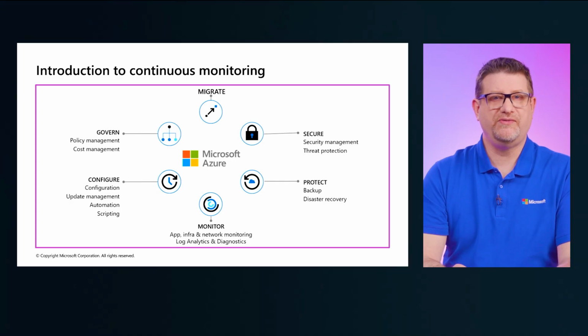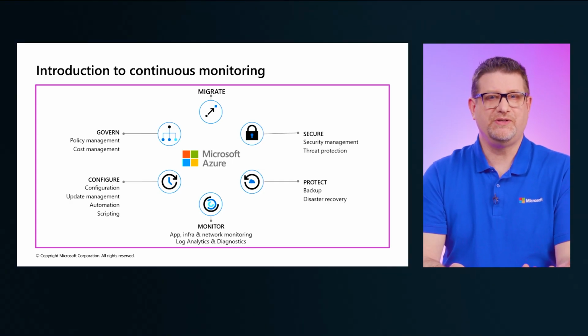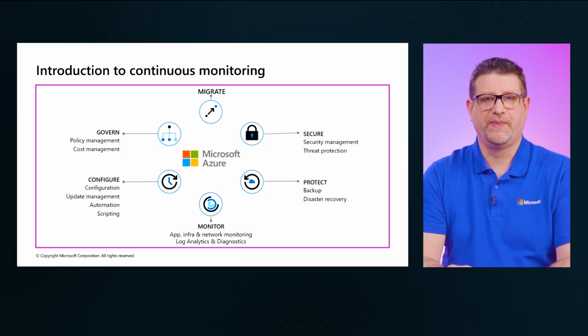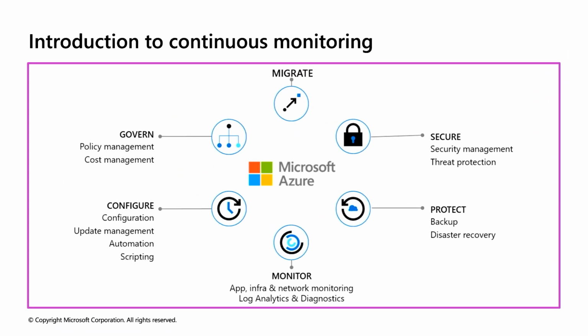Continuous monitoring is a foundational practice in modern cloud environments, especially when using platforms like Microsoft Azure. At its core, continuous monitoring means keeping a constant, intelligent watch over our applications, infrastructure, and networks to ensure that everything is running smoothly and securely. Several key pillars of this approach are migrating workloads safely, securing systems with robust threat protection, protecting data through backup and disaster recovery, monitoring tools like log analytics and diagnostics, configuring environments with automation and scripting, and governing resources through policy and cost management. Each of these areas is supported by Azure's integrated services, making it possible to manage complex environments with confidence.